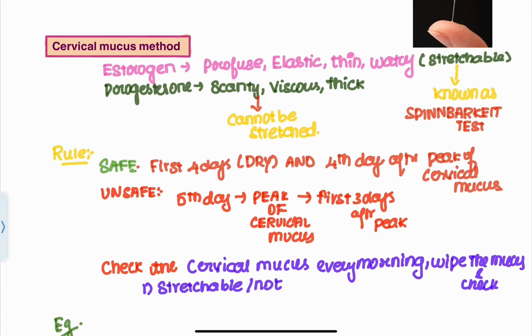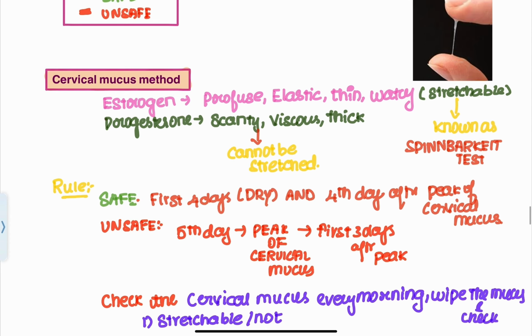Under the influence of estrogen, the cervical mucus is going to be profuse in quantity. It is going to be very elastic, thin, and watery. So since it is thin, elastic, watery, and profuse under the influence of estrogen, if the female checks the cervical mucus, it is going to be stretchable, as you can see in this image. The cervical mucus is stretchable between the fingers, because it is elastic, thin in nature, and watery.